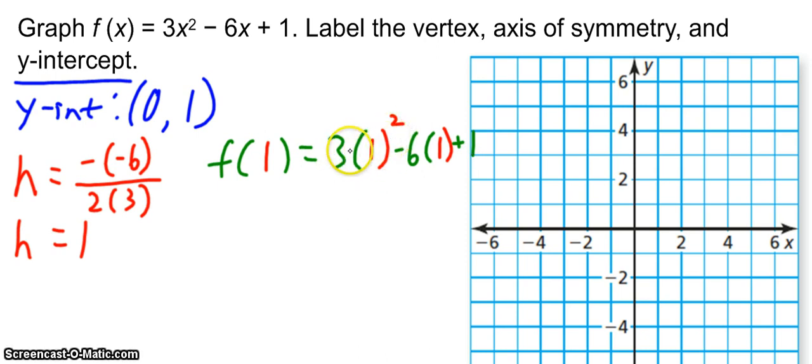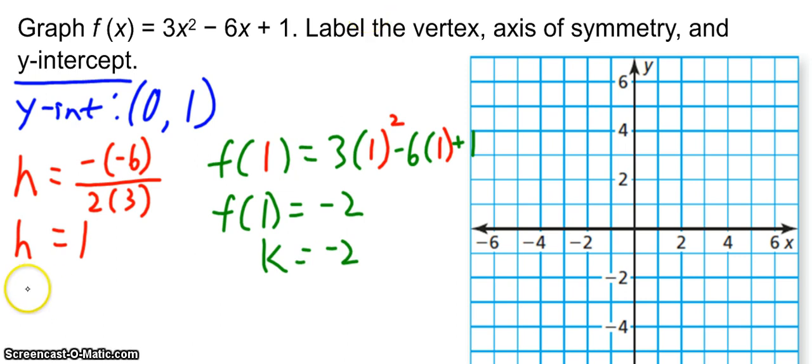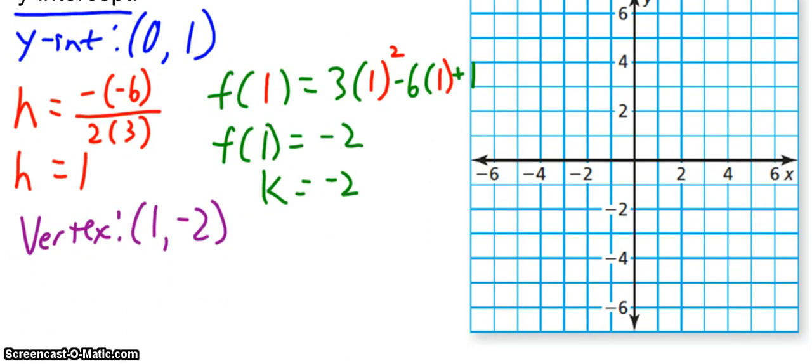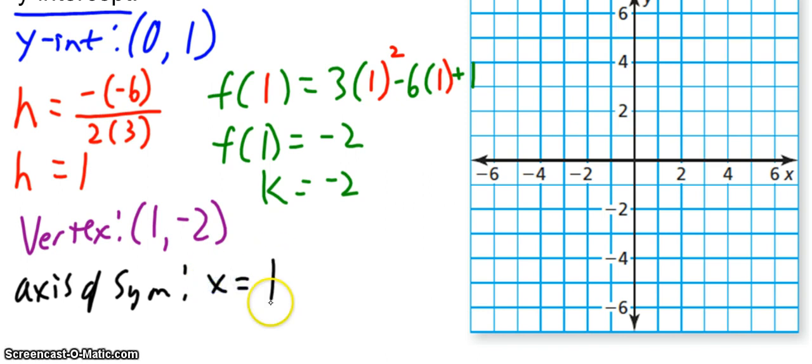1 squared is 1. 3 minus 6 is -3. -3 plus 1 is -2. So f of 1 is -2, which means k is -2. So my vertex is the point (1, -2), and my axis of symmetry, I'm just going to say axis of sym, is x equals 1.